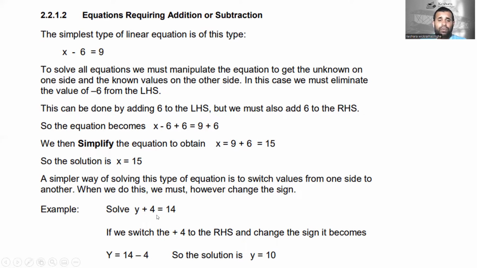Example, solve y plus 4 equals 14. If we switch the plus 4 to the right-hand side and change the sign, it becomes y equals 14 minus 4. So the solution is y equals 10.